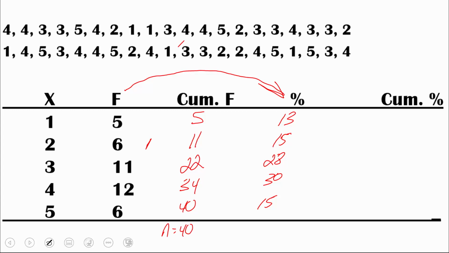So let's take 13 and add 15, and then add 28. We'll add 30, and then we'll also add 15. That equals 101. So like I said, we're on the right track, but there were a couple of times that we rounded up. So we see that that actually equals 101%.